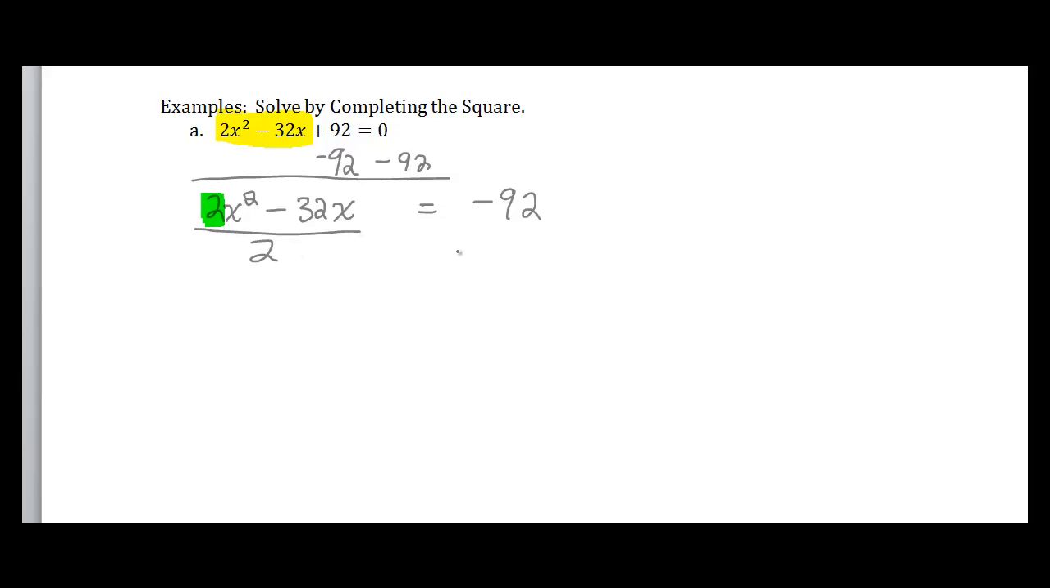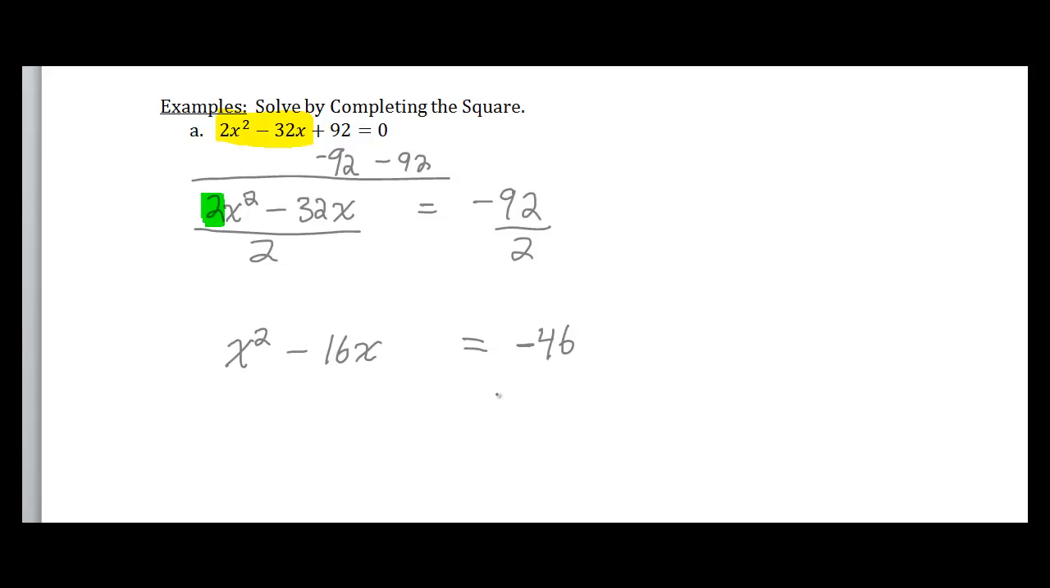Well, the first step said to get my variable terms on one side. These are my variable terms here, and my constant term on the other side. That means I need to subtract 92 from both sides. That being said, we'll get 2x squared minus 32x equals negative 92. Now I need to make sure that my leading coefficient, or my a, is 1. Right now it is not 1. It's a 2. In order for me to get 1, I need to divide both sides of my equation by 2. That means everything in your equation gets divided by 2. And so I have x squared minus 16x, and that's going to equal negative 46.